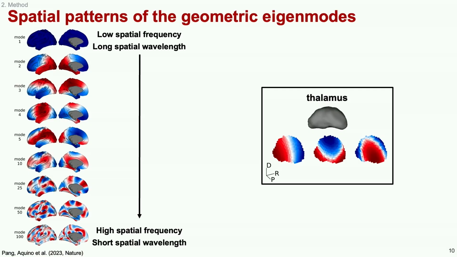And yeah, you can see that every single point there is a voxel, depending on what space is your favorite. All right, so what is so special about these geometric eigenmodes?